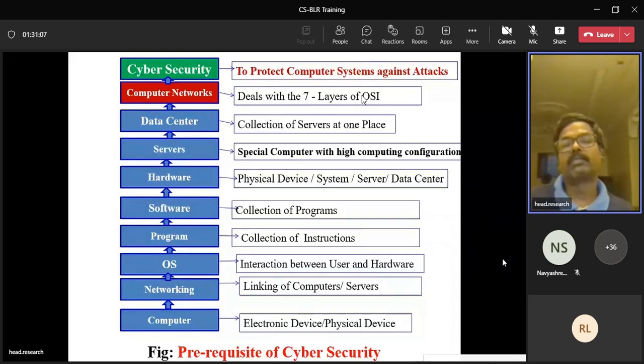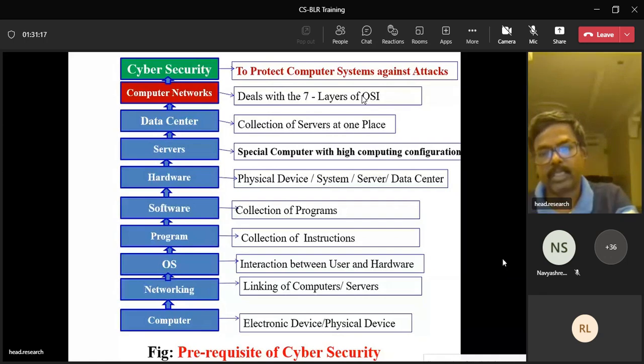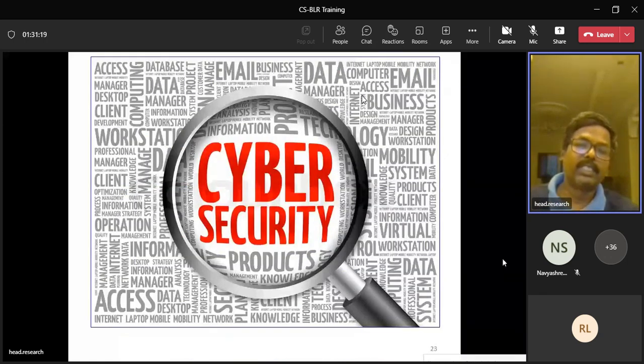Then the next one is cyber security. To protect computer systems, servers, networks, and data against attacks is called cyber security. So the technical name of this image is called cyber security board cloud.